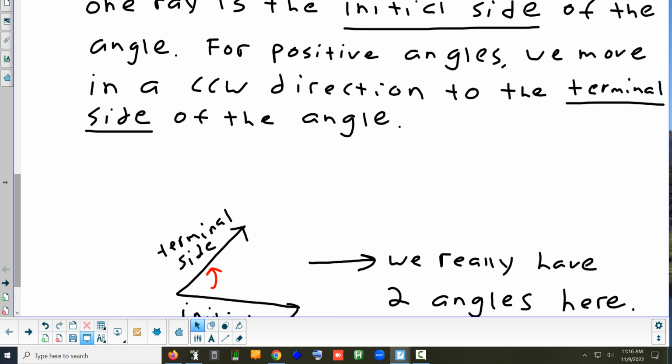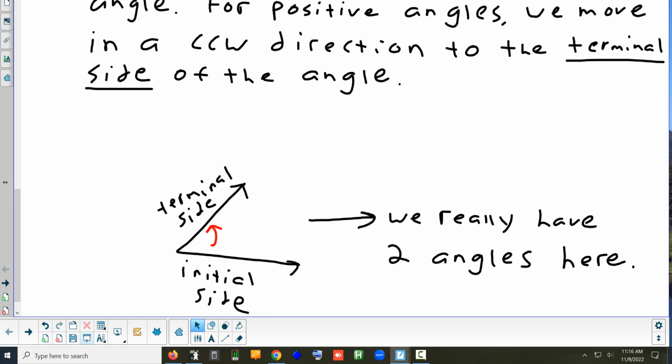Now, in that picture, we really have two angles. What do I mean that there's really two angles? You have the interior angle between the terminal and the initial side, and you have the angle on the outside. So we have this interior angle. We also have an exterior angle. Most of the time when we're talking about an angle, we're talking about the interior one. We're talking about the shortest path between the initial and the terminal side, not the outside. Any questions on that?